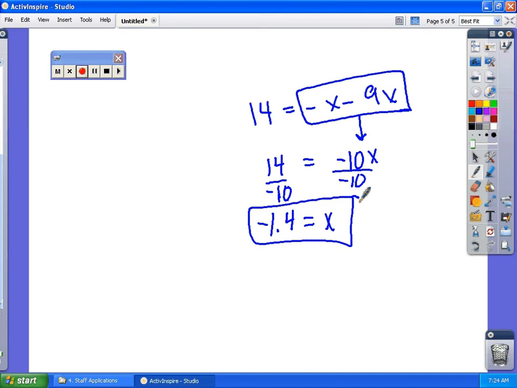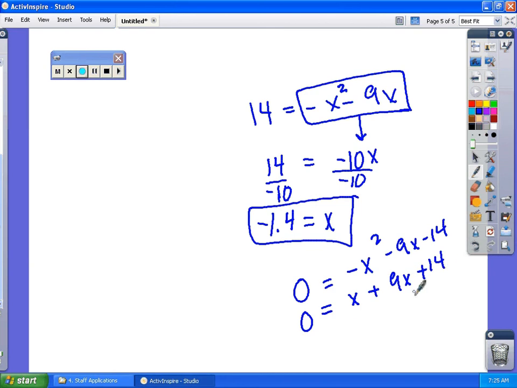Just in general, remember that had I made this a quadratic, what you would have had to do is move the 14 over, and you would have gotten this equation. Because it's an equation, I would probably multiply everything by negative 1, which changes everything to the opposite. That way, now I have ax squared plus bx plus c. And at this point, you can either factor, use the quadratic formula, or graph in order to find out what x is.